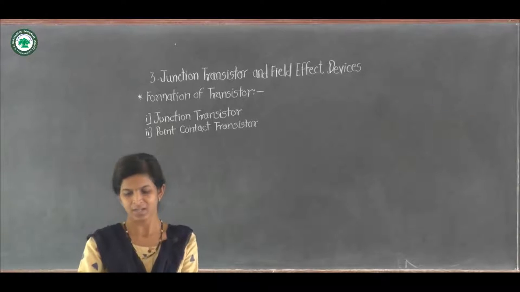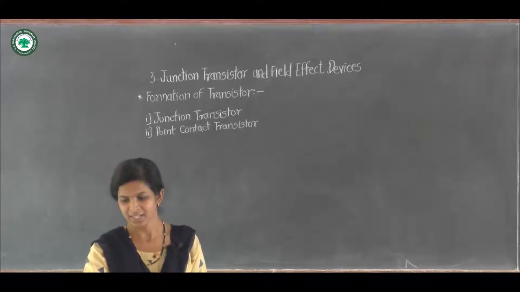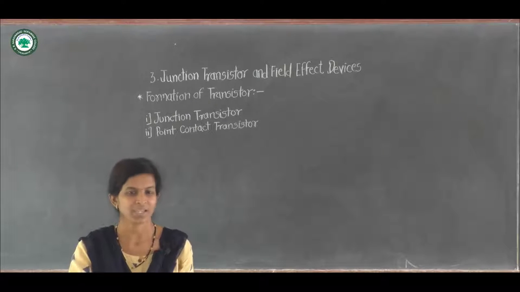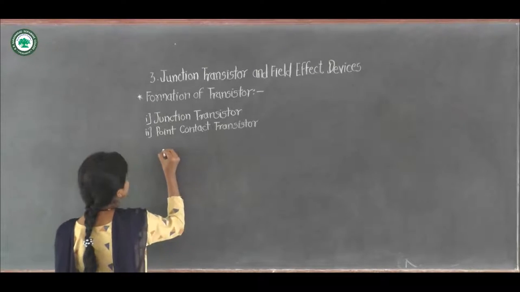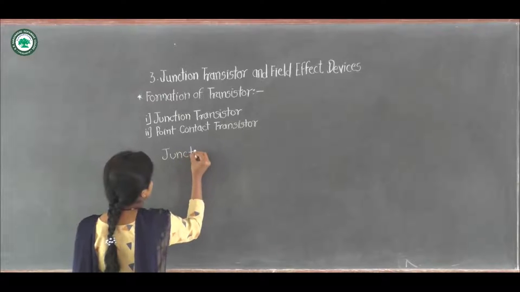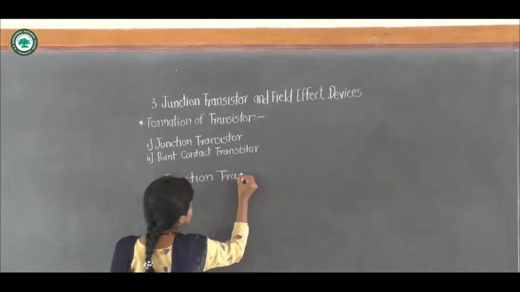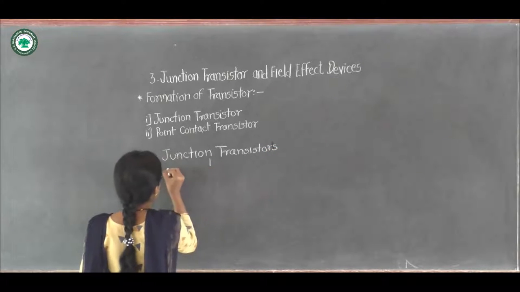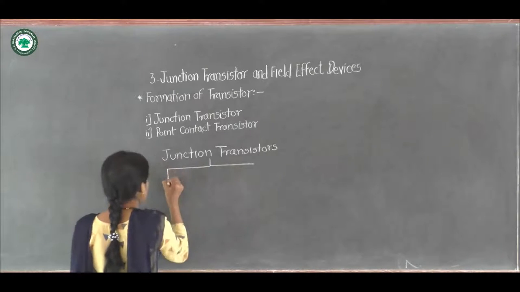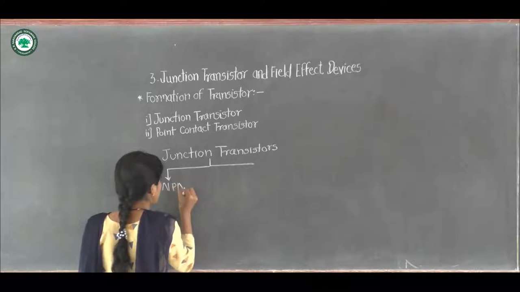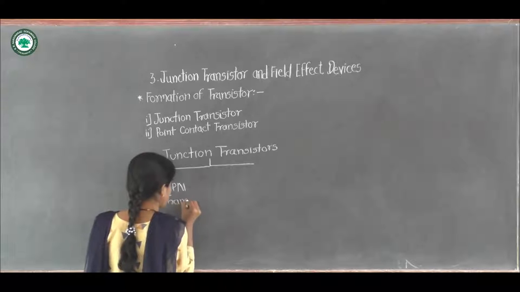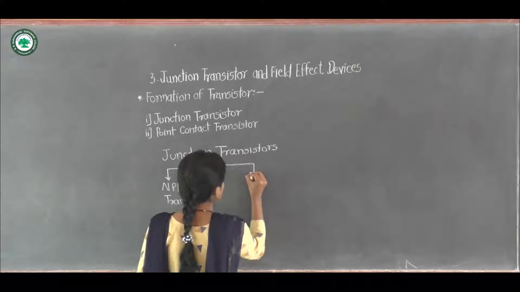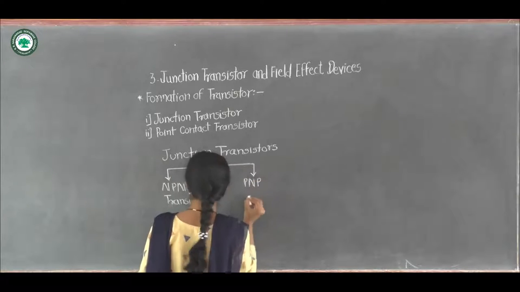The junction transistors are used because of their small size and ruggedness. The junction transistors are again classified into two types. First one is NPN transistor, and second one is PNP transistor.